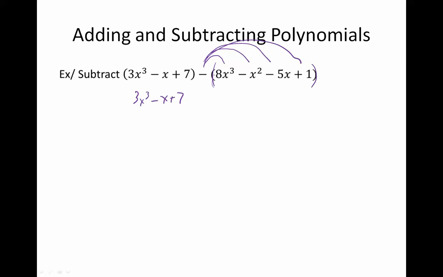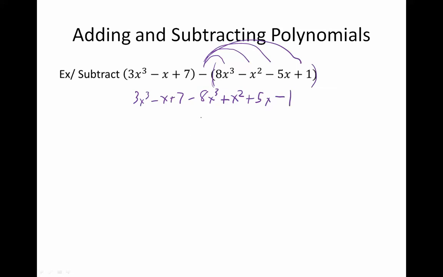Almost looks like we're distributing that, right? And it kind of is what we're doing. We're kind of multiplying this by negative 1. So these terms end up being negative 8x cubed, positive x squared, right? Because negative minus a negative makes positive. Minus a negative here makes plus 5x, and that's minus 1.